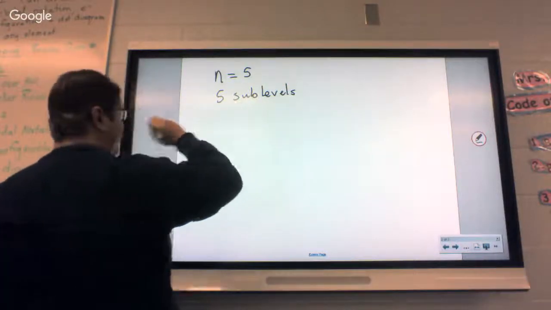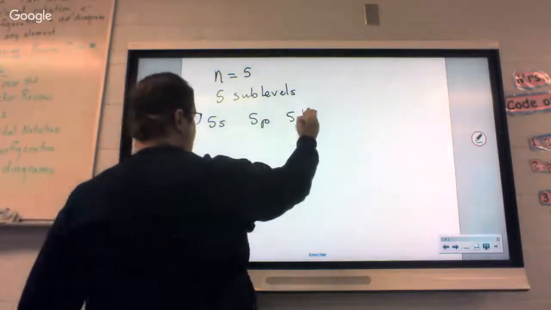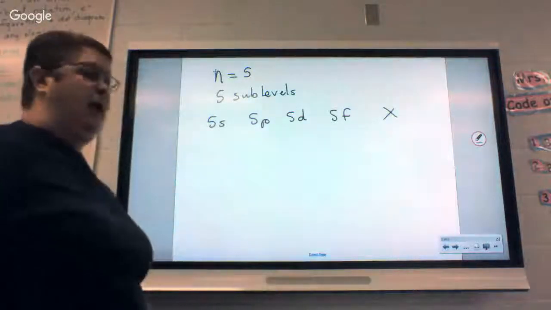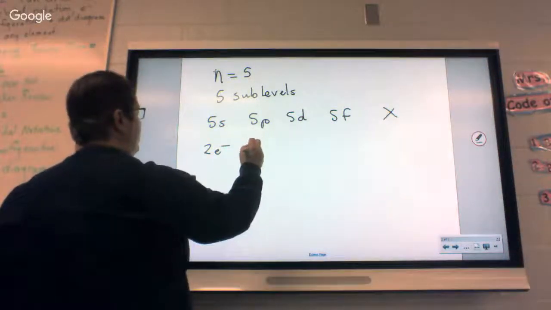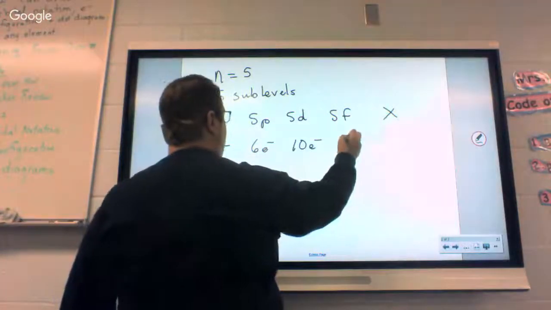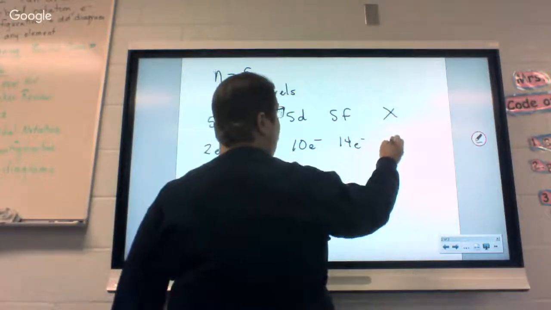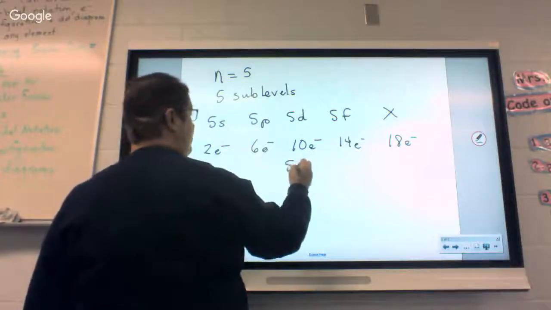Their names are 5s, 5p, 5d, 5f. We'll just call them that. How many electrons go in 5s? And 5p, and 5d, and 5f. How many does each one increase by each time? So what's this one going to have? So we would add all these together and we would get 50.